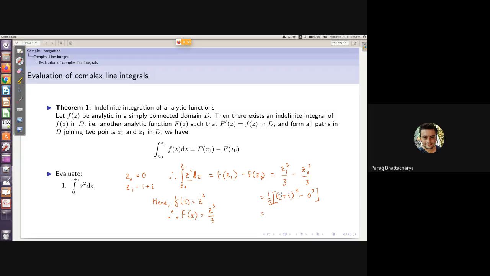Can anyone evaluate this and tell me? Use the (a plus b) whole cube formula, and use that i square is equal to minus 1 and i cube is equal to minus i. So use that to evaluate this. Not somebody, everybody, all of you please do that. Evaluate this.